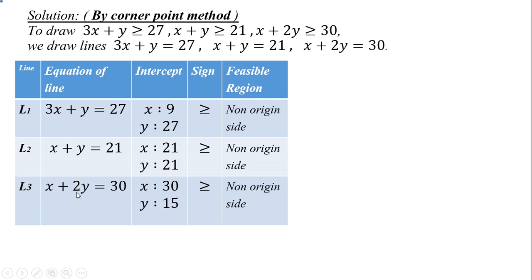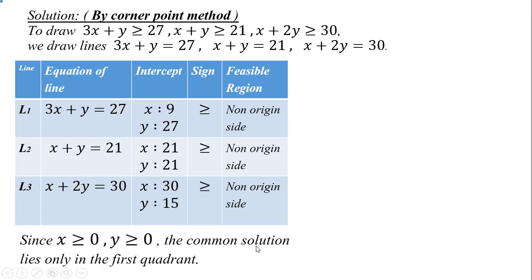Similarly for second and third, the non-origin side of L2 and the non-origin side of L3 is the solution set of the second and third inequation. Now x is greater than 0 and y is greater than 0. The common solution lies only in the first quadrant. Okay. Now we draw first the x-axis, then the y-axis.